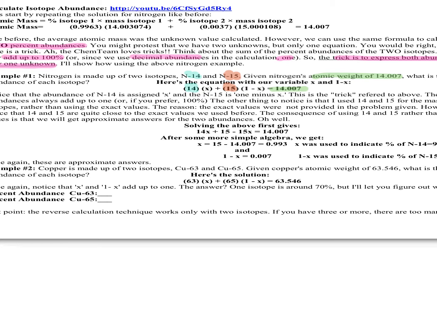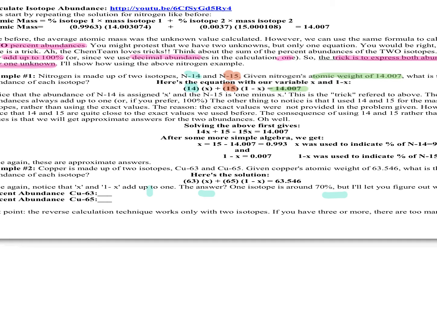If I solve this using basic algebra, distribute the 15 and negative 15x, you get 14x plus 15 minus 15x equals 14.007. Continue with the algebra. Subtract 15 from both sides. Combine like terms. And you get x equals 0.993. So x is 0.993, also known as 99.3%.